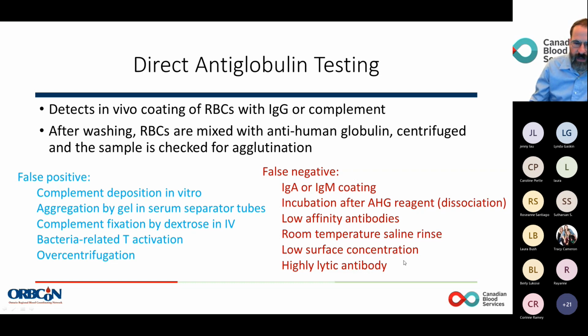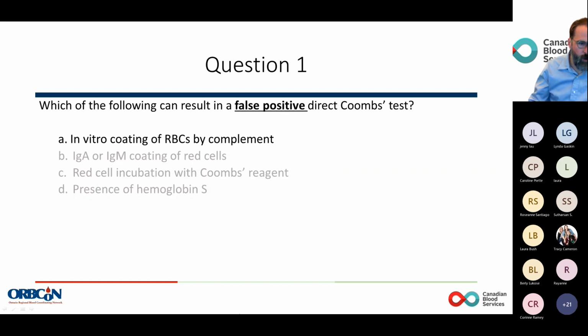Low surface concentration of an antibody on the red cell surface can affect things. So the Coombs test itself has a limit of detection of about 150 IgG molecules on the outside of the red cell. So if there's antibody coating, but it's below that, the DAT will be negative. And then finally, a highly lytic antibody could potentially cause a falsely negative reaction if the red cells that are contacted by the antibodies just get lysed completely. So you may have such dramatic lysis that the Coombs test is actually negative, even though there is an autoimmune antibody process going on.